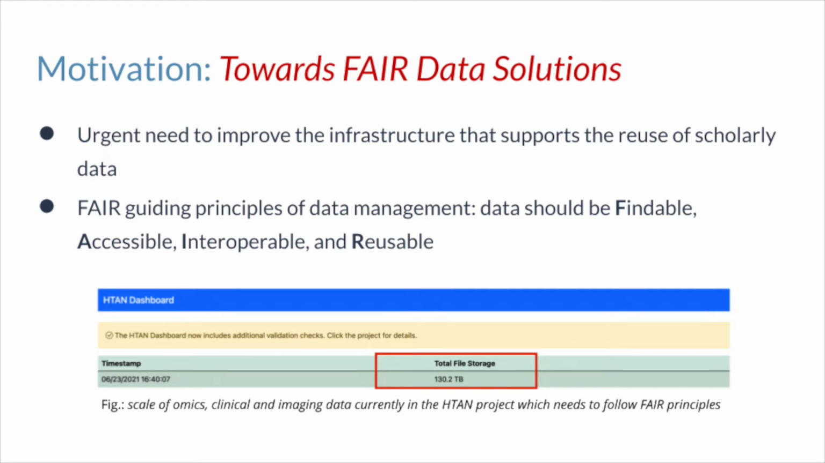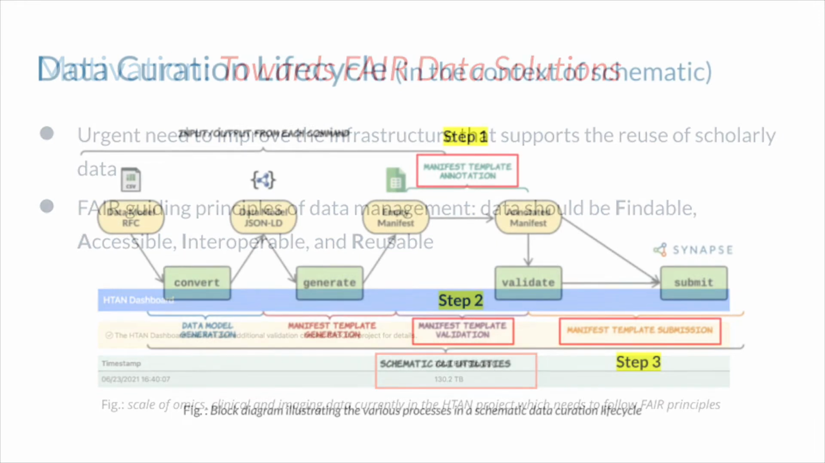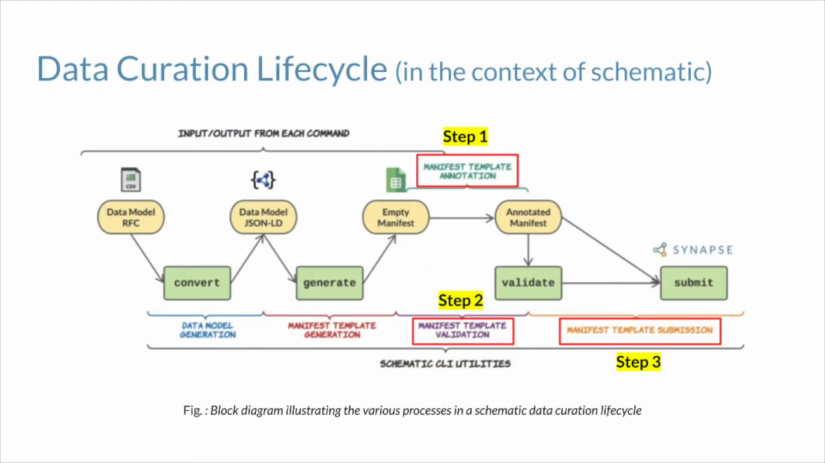clinical, and imaging data. An important aspect that is vital to making omics data reusable is retaining the full experimental details used to generate the data, which is why metadata in omics is so important. In the context of Schematic, there are three main steps that are part of a typical biomedical data curation lifecycle. They are annotation, validation, and submission of metadata.